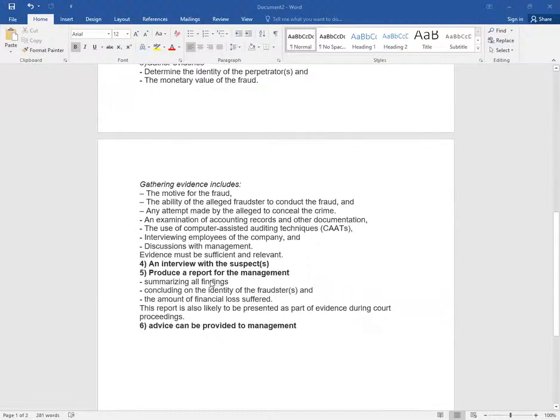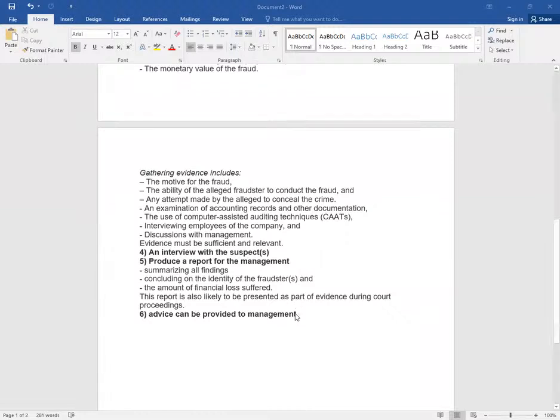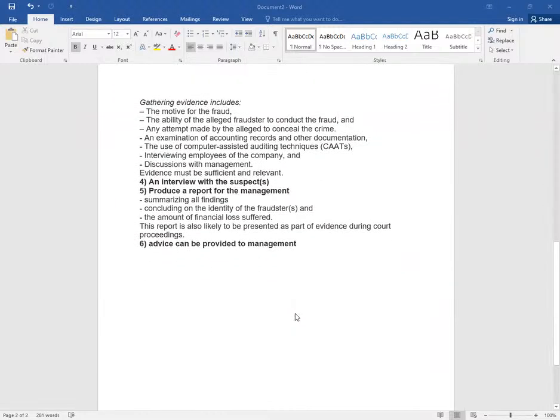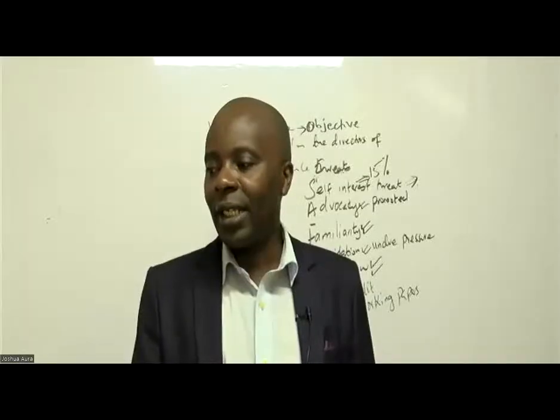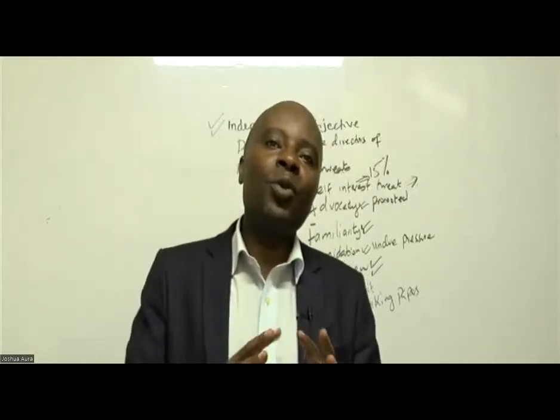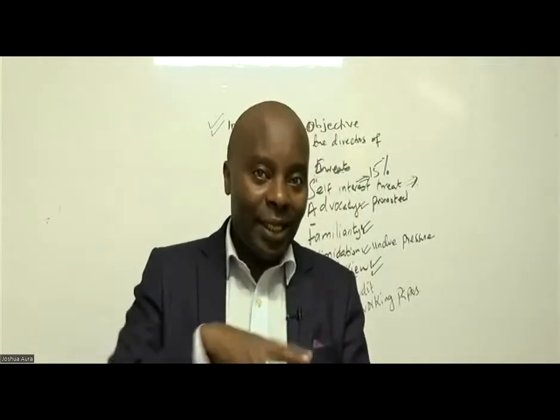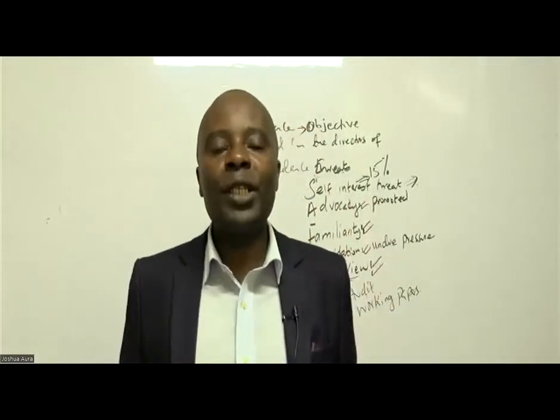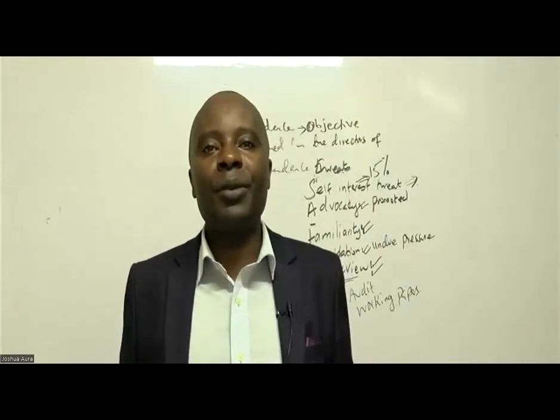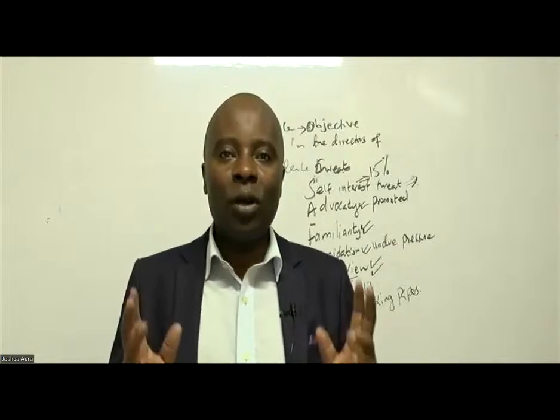And then number 5, produce a report for management, summarizing all findings, concluding on the identity of the fraudsters, and the amount of the financial loss suffered. This report is also likely to be presented as part of evidence during court proceedings. It doesn't stop there. It will be very important for you to advise the management such that in future, ladies and gentlemen, we will be able to have all the loopholes that were exploited sealed. Remember, it's all about strengthening internal control systems.